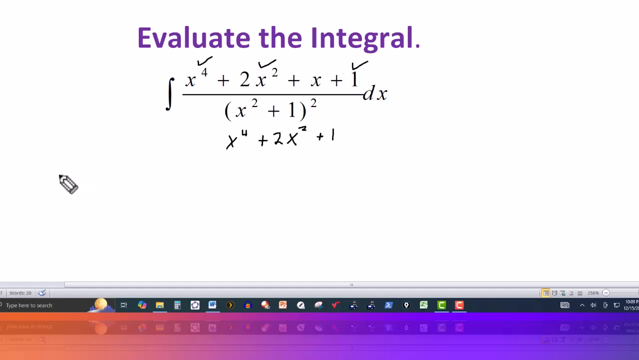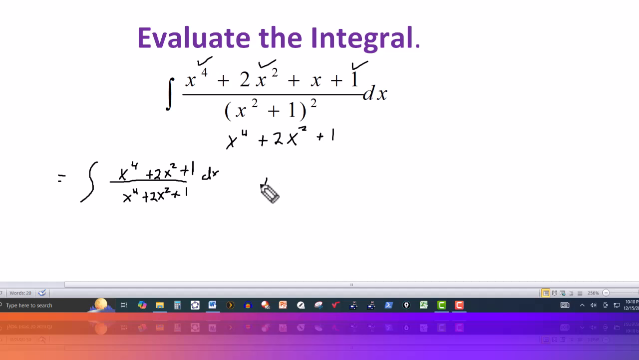So I'm going to rewrite this into two integrals. One integral will be x to the fourth, I'll take the 2x squared, I got x to the fourth plus 2x squared plus 1 here. So I'll take the plus 1, and then I'll leave it over x to the fourth plus 2x squared plus 1. So this will be one integral, and this will be another, second integral.